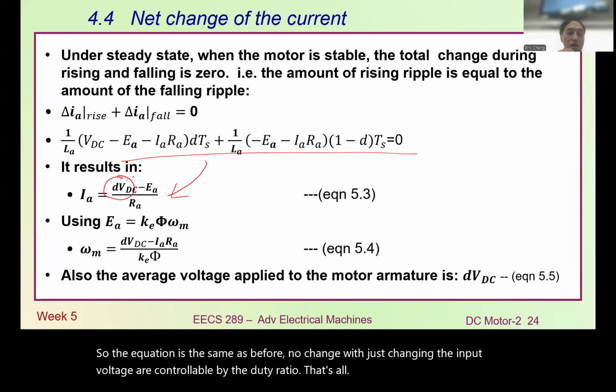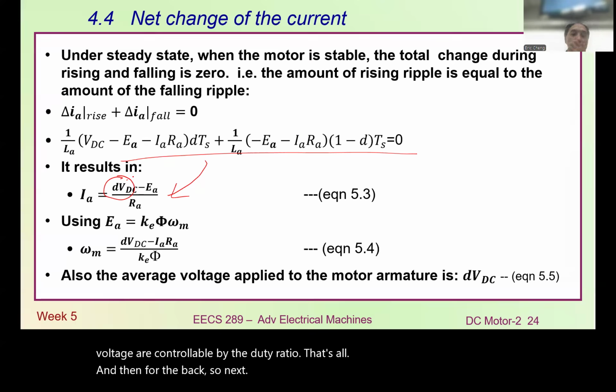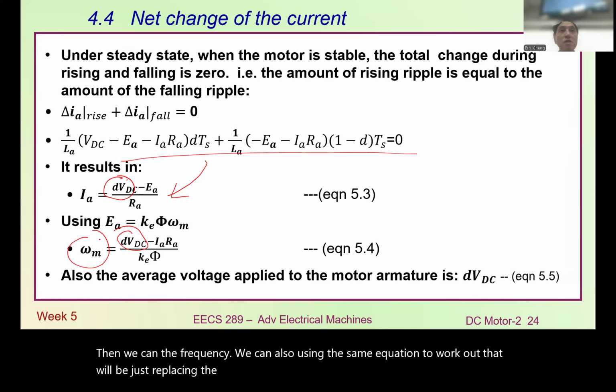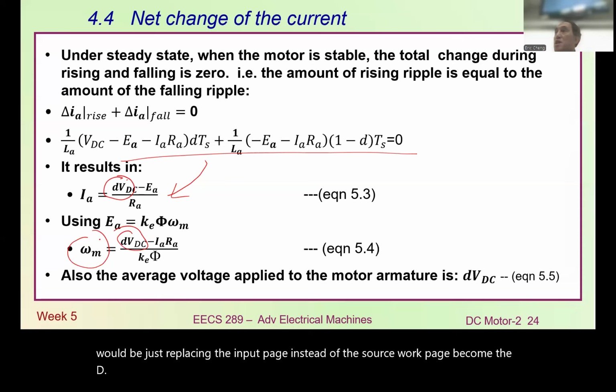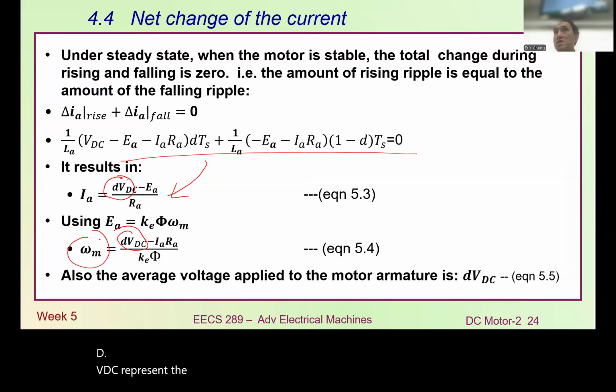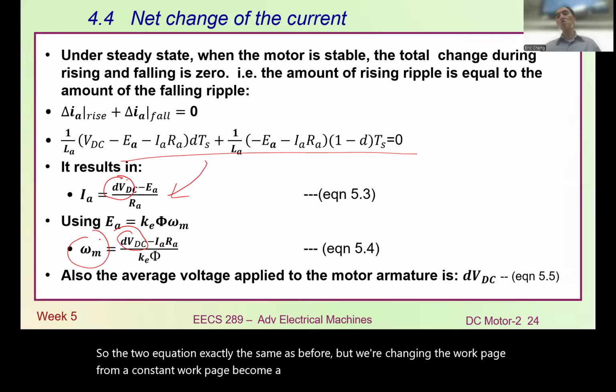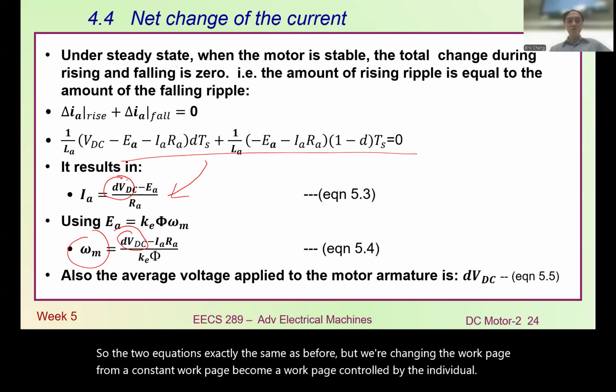Then, for the frequency, we can also use the same equation to work it out. That will be just replacing the input voltage: instead of the source voltage, it becomes D times VDC, where VDC represents the source voltage, minus the voltage drop on the resistor. That's all. So the two equations are exactly the same as before, but we're changing the voltage from a constant voltage to a voltage controlled by the duty ratio. So now we've got these two working equations.